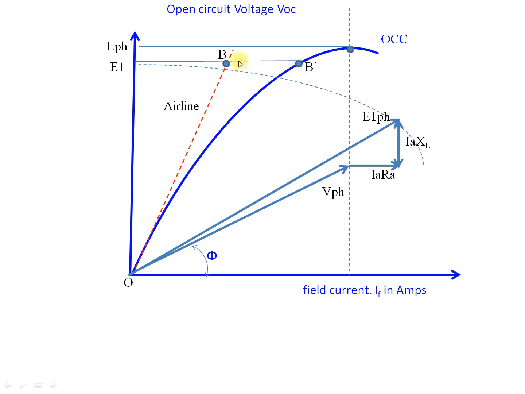After getting this value, if you add it to the IF value which we got in the MMF method, we will be getting the new IF value. From that new IF value we can find out the value of the E phase. From that we can find out the value of the voltage regulation.